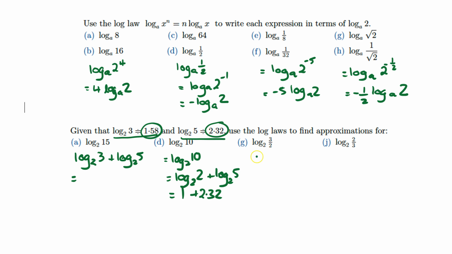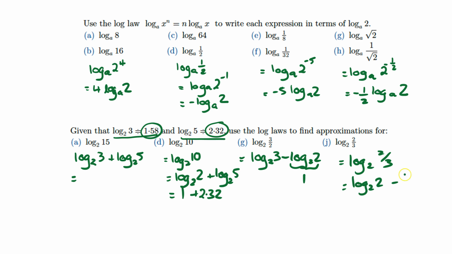Log base 2 of 3 on 2, same thing. We've got log base 2 of 3 minus log base 2 of 2, and we know that log base 2 of 2 is 1. And lastly, log base 2 of 2 on 3 is log base 2 of 2 minus log base 2 of 3, and once again that's equal to 1.